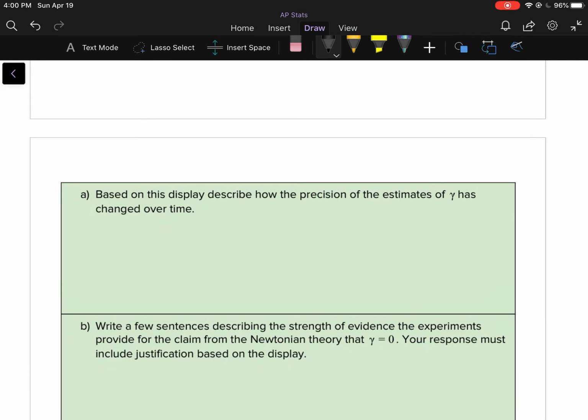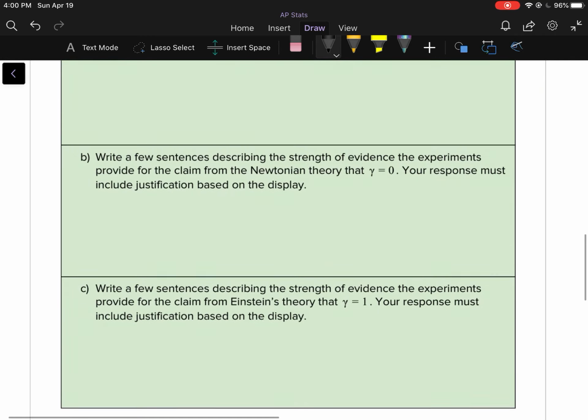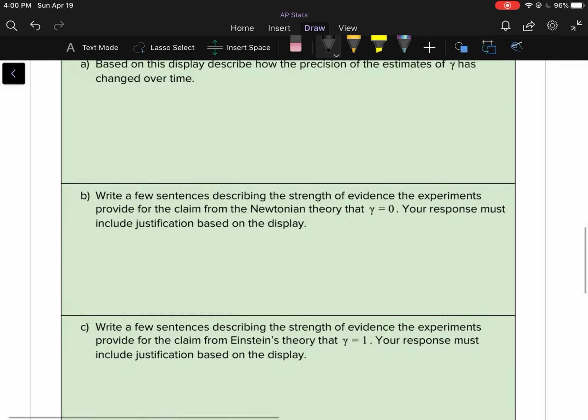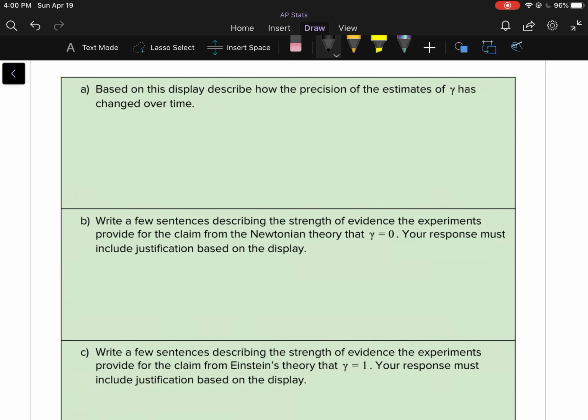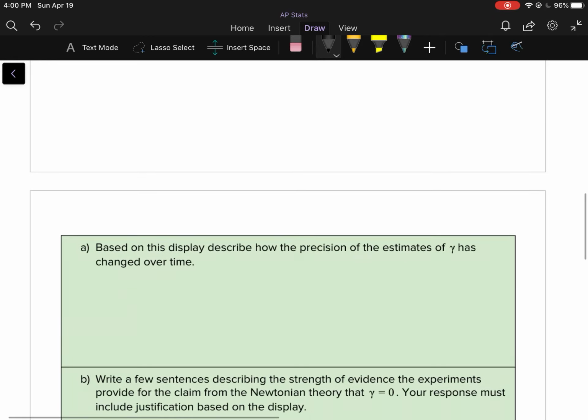Okay, you're going to go ahead and pause the video here. Try to answer A, B, and C. And then once you have completed that, you can go ahead and watch the video again to help you get the answers. A. Based on this display, describe how the precision of the estimates of gamma has changed over time.